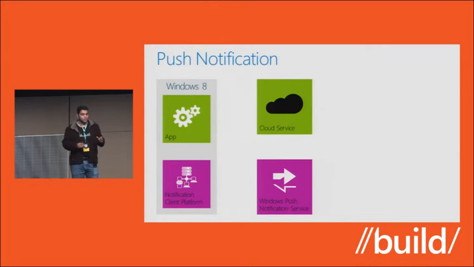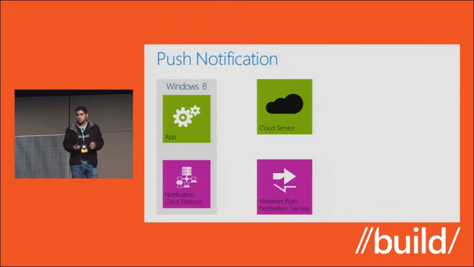On the bottom left, you have the notification client platform, which lives on the customer's device. And on the bottom right, you have the Windows push notification service. So the scenario here is, as an app developer who's shipped a shopping application, there's an upcoming sale. I want to notify my customers about it. And so I have this remote service. I need to be able to send out this notification to my customers.